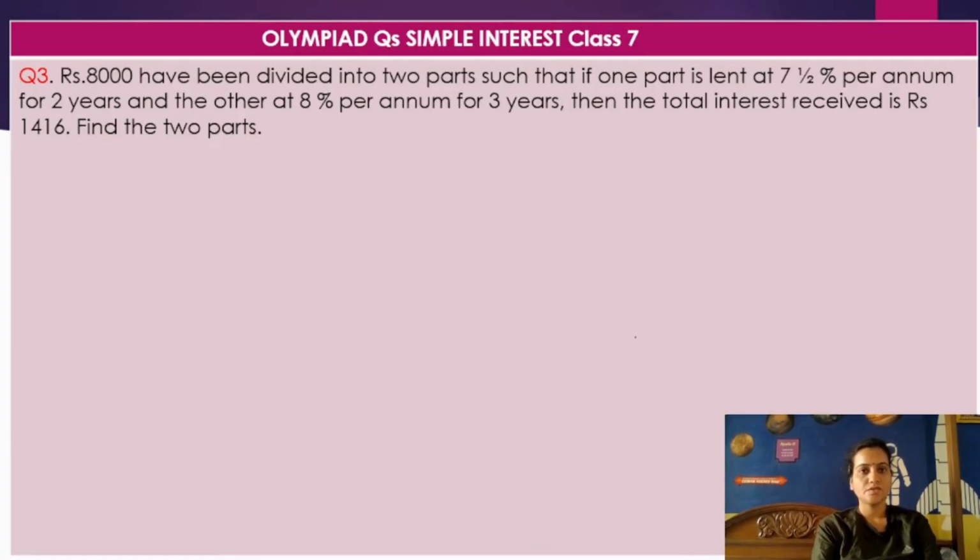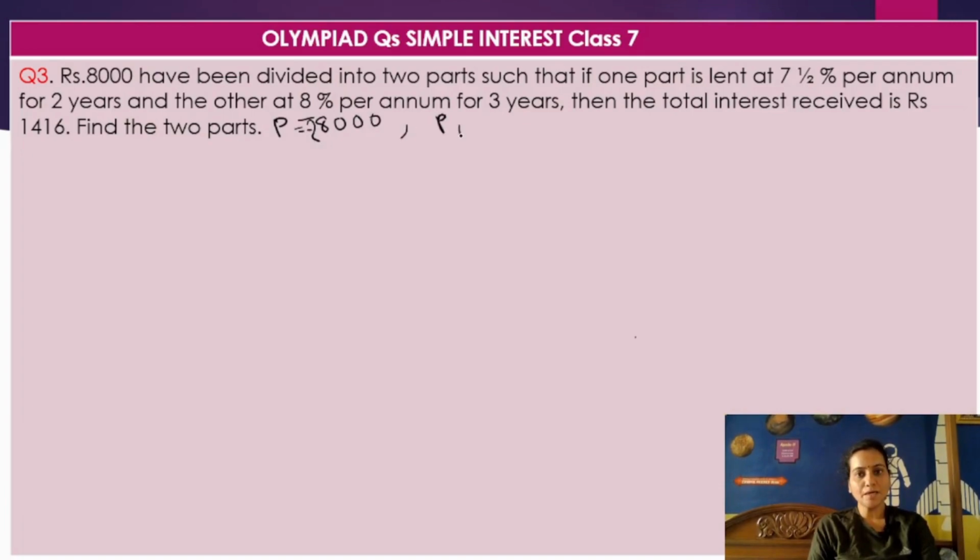Let's solve this question. The question says rupees 8,000 has been divided in two parts such that if one part is lent at 7.5% per annum for 2 years and the other at 8% per annum for 3 years, then the total interest received is rupees 1,416. Find the two parts into which rupees 8,000 gets divided. So first let's write down the given statements. Total amount which has been divided into two parts is rupees 8,000.